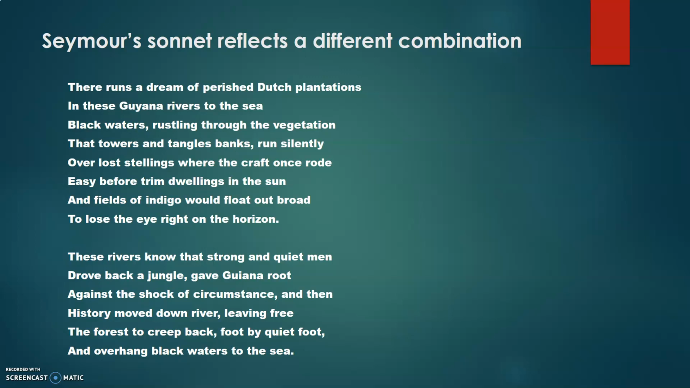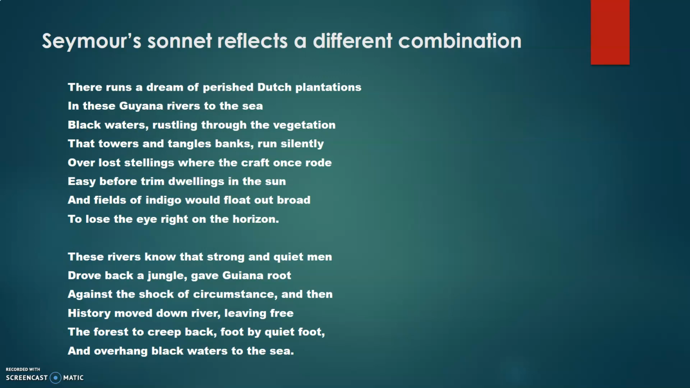We find that the imagery that's given to us is at once of nature. And nature is presented as green, beautiful, free. And sometimes it is presented as wild. So, vegetation towering and tangling around the banks of the river. And that's in stanza one. And there are black waters running silently. And so, yes, a particular mood is set with the images and the metaphors.